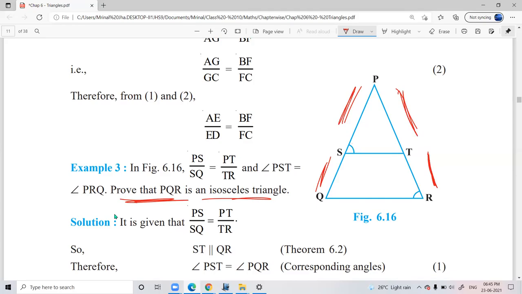But try to look at what things they have given to us. They already told you that these two ratios are equal. So from that, what can we derive? If they give us that these ratios are equal, from that, what do we understand? ST is parallel to QR. Yes, this is just the converse of the BPT, right? This says that if the ratios are equal, then the lines will be parallel, right?